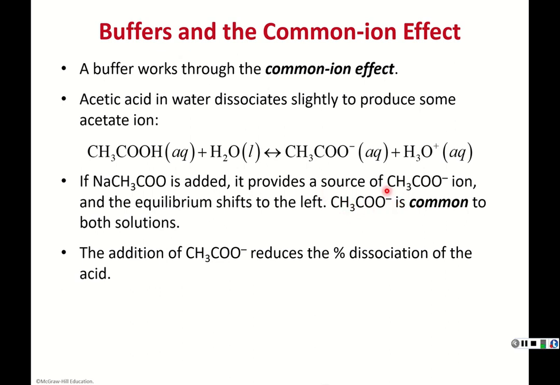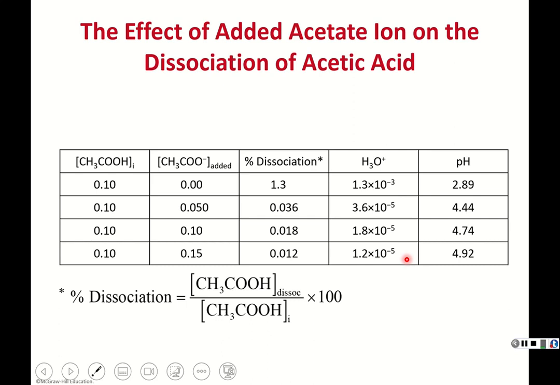And so that acetate ion is what's known as a common ion. It's common to both solutions, both the weak acid and its conjugate base. The addition of that acetate ion reduces the percent dissociation of the acid. So if we look at solutions now, they all have the same concentration of 0.1 molar acetic acid. And then if we look at varying amounts of acetate ion added, we can calculate the percent dissociation, right?